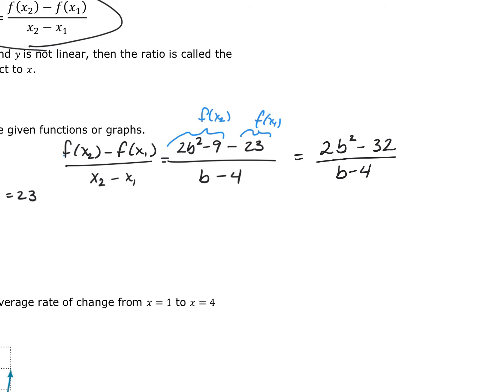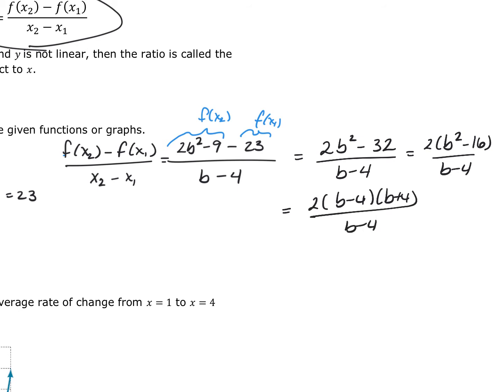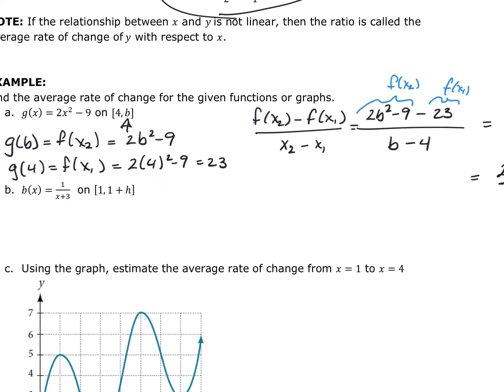Well, this factors out, so I can factor out of the numerator 2, leaving me b squared minus 16 all over b minus 4. This continues to factor. The numerator is the difference of squares, so b minus 4, b plus 4, all over b minus 4. You've seen in previous videos that this then cancels. So my answer, my average rate of change is 2 multiplied by b plus 4. So that's my answer. And you have to go through all of that process to simplify for the answer. So before you ask, yeah, you have to simplify.